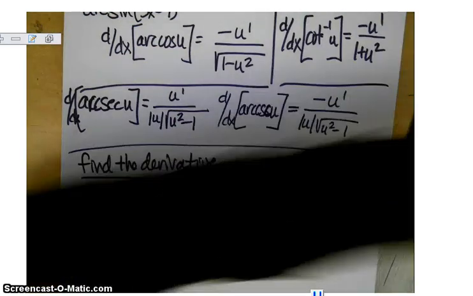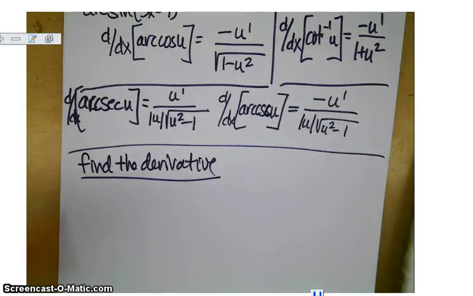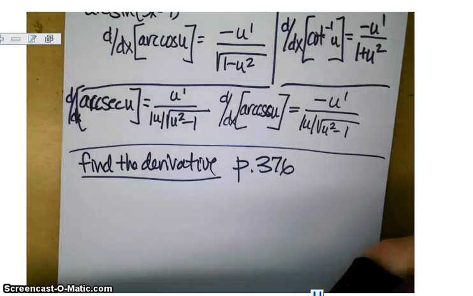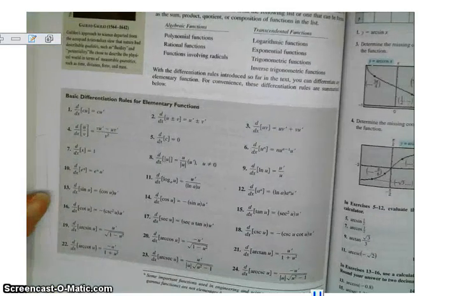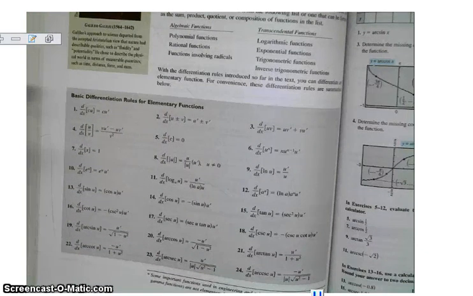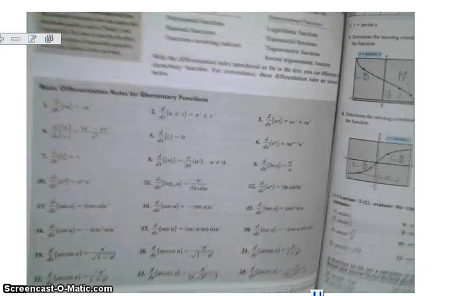So now we've got these 6 rules, and we've got all of our other rules. There's a fabulous page in your book. Page 376 lists every derivative rule in chain rule form, every derivative rule that we know so far. That's 24 of them. I won't copy them all down here; I would just refer to this page whenever you need to. By the end of the chapter, you will have a page with all kinds of derivative and integral rules on it that you can use on the test. So I'll give that to you.